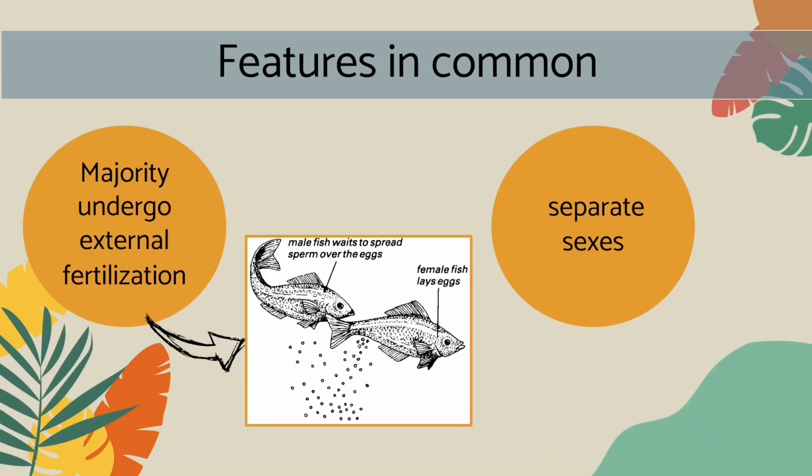Next, the majority of them undergo external fertilization, where the male sperm fertilizes the female egg outside of the female body. So last, they have separate sexes.